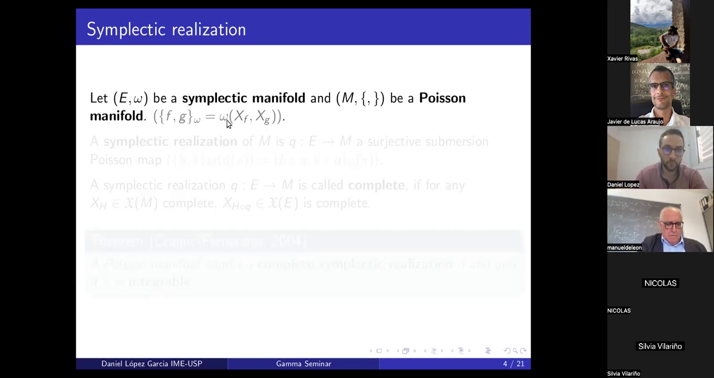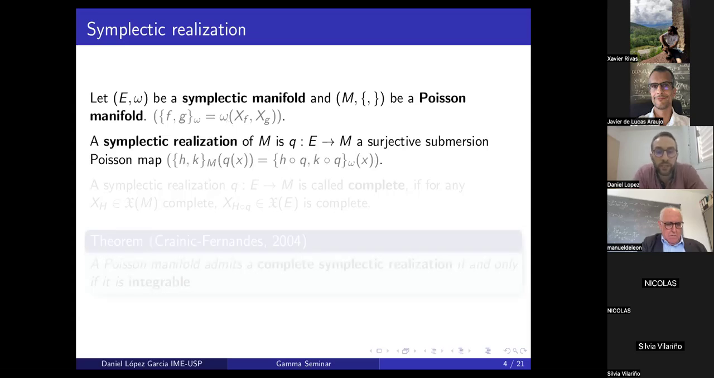I mean, I can compute the Poisson bracket between 2 smooth functions just by computing the symplectic form, evaluating in the Hamiltonian vector field. Well, a symplectic realization of this Poisson manifold M is just this map q from E to M. It's a smooth map, which is also a surjective submersion. But also, this map is a Poisson map. In some sense, this preserves the Poisson structure between these manifolds. And I can codify this, for example, with this equation. The Poisson bracket on M is basically by taking the pullback with q of the functions, you compute the bracket on E.